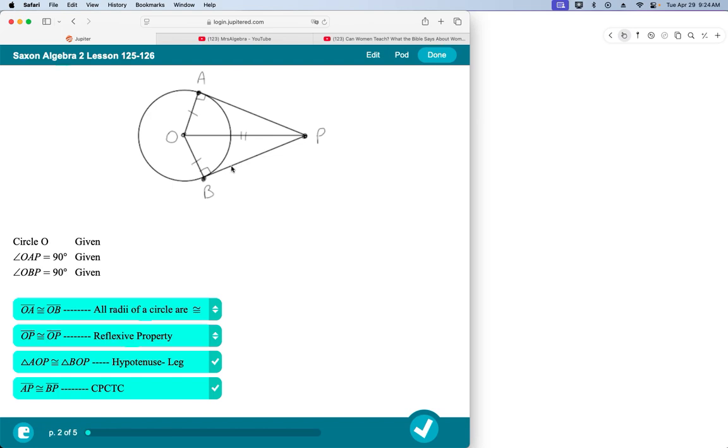Like this one wants us to prove that triangles AP and BP are congruent. And we do that through the property of hypotenuse leg, because this is a right triangle here. And we see that this hypotenuse is the same side for both triangles, and that both of these other sides are radius, they're radii.